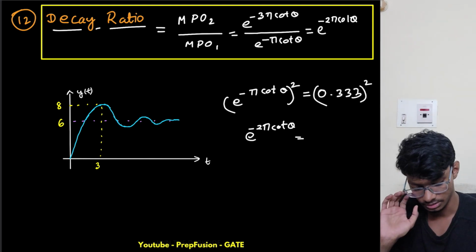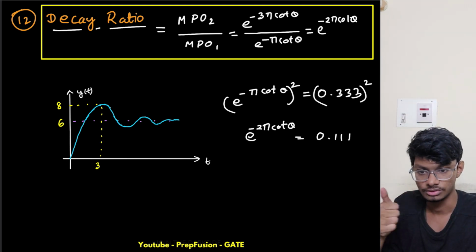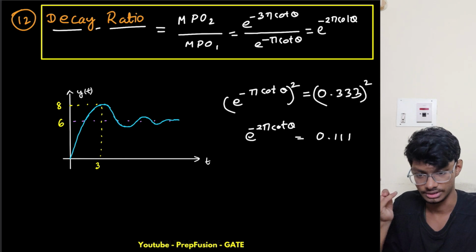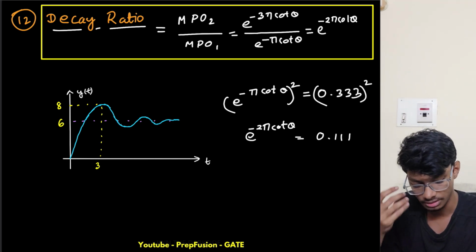Which equals, as I have already written down, 0.111. That is basically my decay ratio. Okay, that is my decay ratio. Now let's find the other parameters.